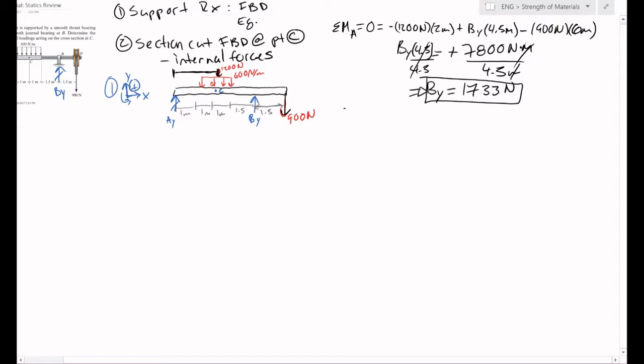Alright, now we can sum the vertical forces. So we get Ay plus By, which we now know is 1,733. And we could just combine our negative forces, so 1,200 plus 900.